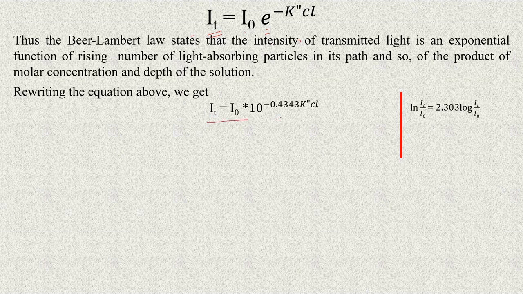How does this appear here? From this equation we can rewrite it in the previous form, that is IT by I0 is equal to e to the power minus k double dash CL. So if I take ln of IT by I0, then what comes is minus k double dash CL.